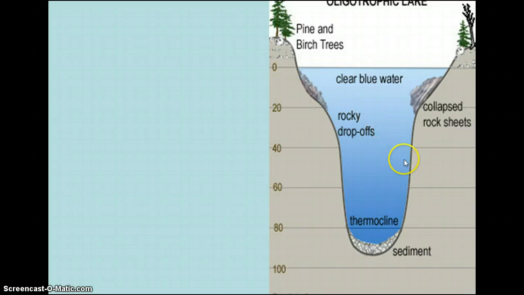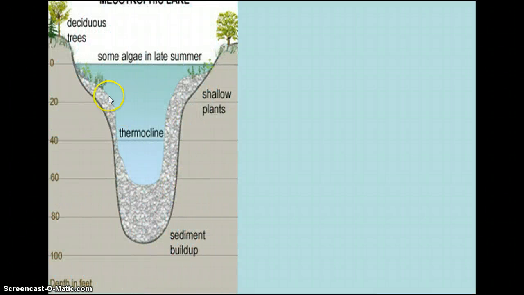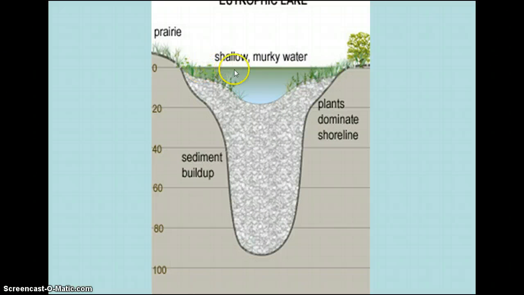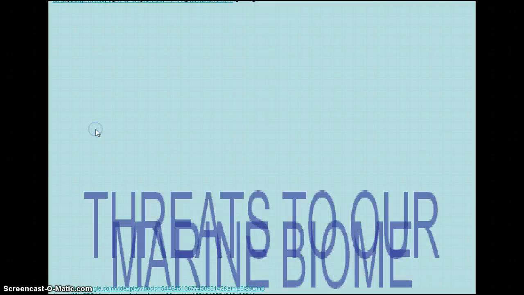Here's a picture of an oligotrophic lake, clear blue water, as you see. Here is meso. You're starting to see a little bit of plant growth. The water is becoming a little bit darker, nothing significant, but as you see here, algae is accumulating on the top of the water, excessive plant growth, and a lot of sediment buildup.